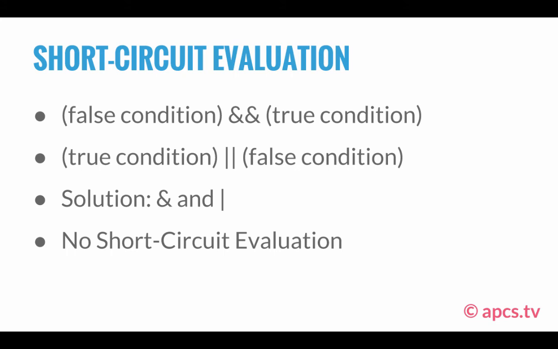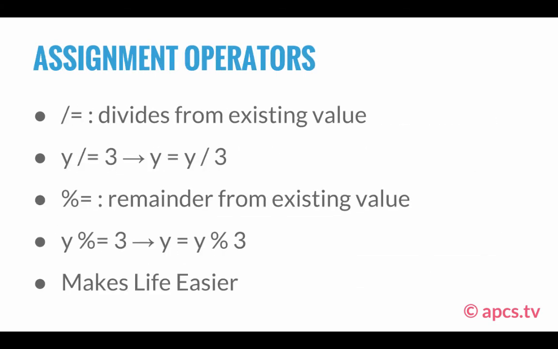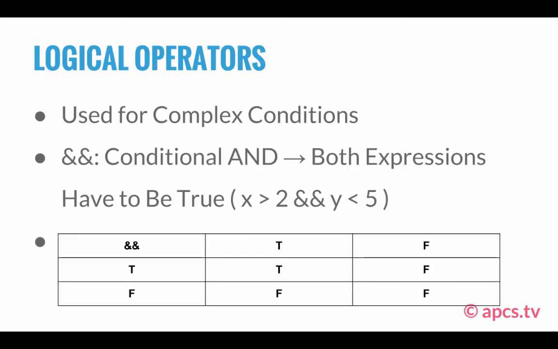To recap, we looked at short circuit evaluation, and we looked at logical operators, and we also looked at assignment operators, and we saw that assignment operators make our lives easier by making our statements shorter, and they also include the equals sign. Then logical operators are the conditional and, or, and not, and they're used for complex conditions. And requires both conditions to be true, or requires only one to be true, and the not operator is the opposite.